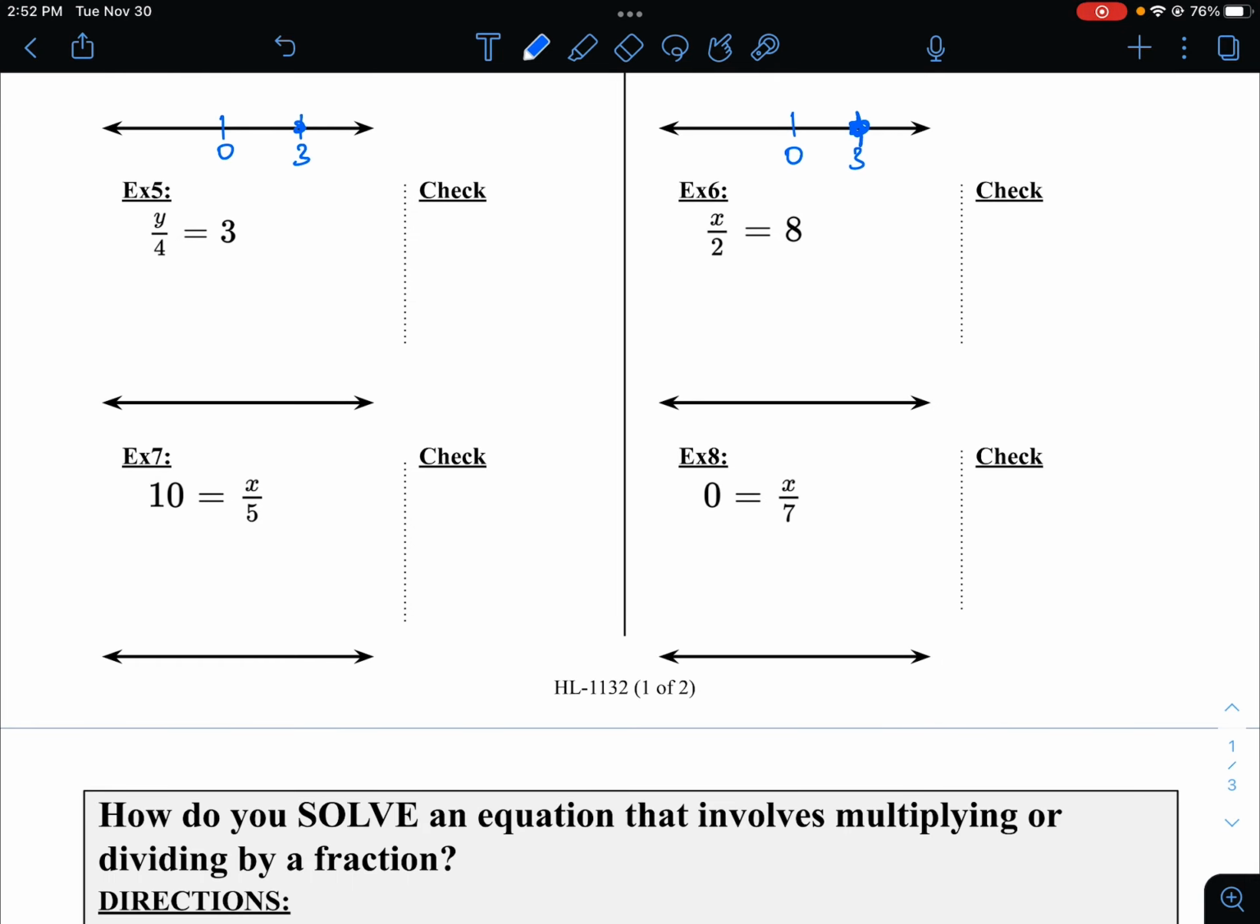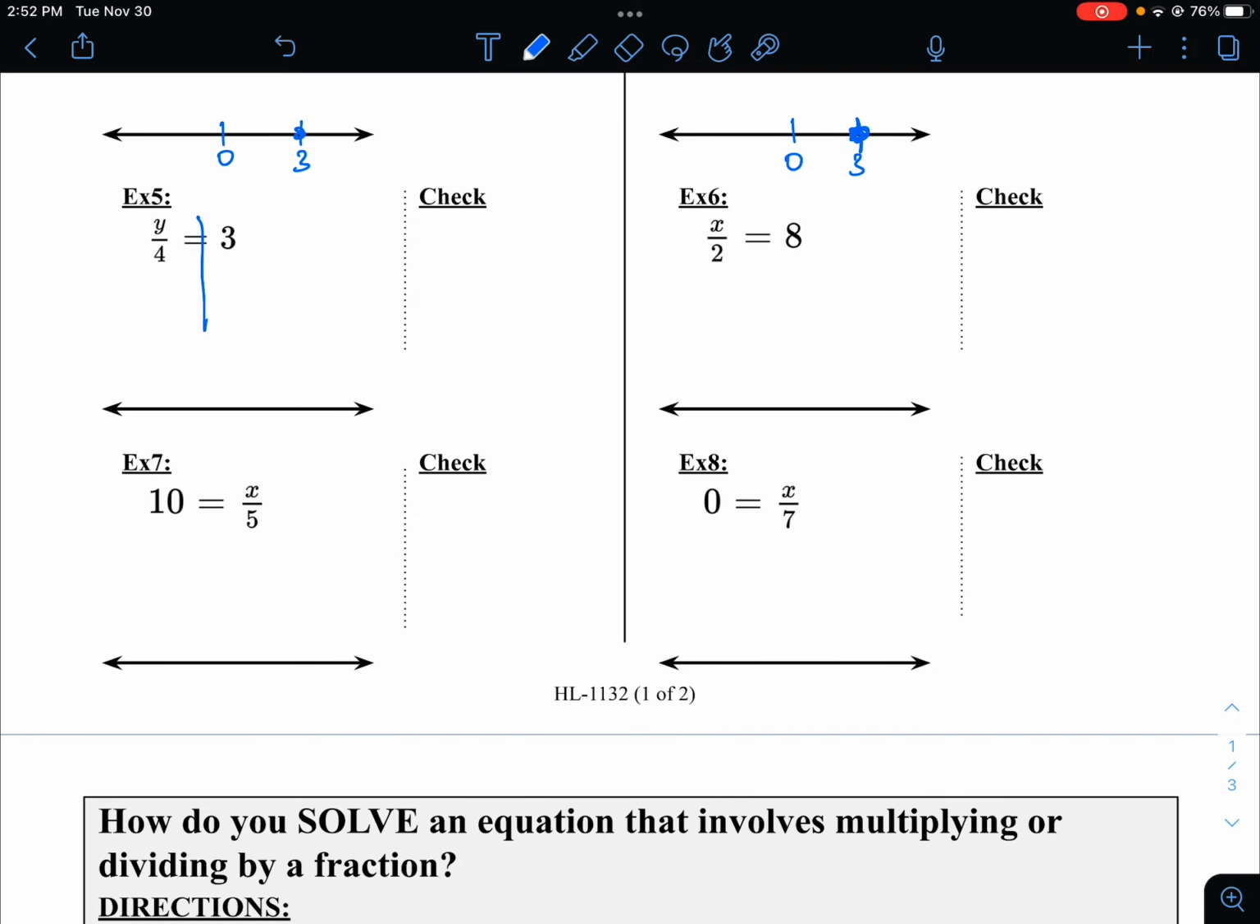All right, example 5. y divided by 4 equals 3. What number divided by 4 equals 3? You may know the answer, but we're going to solve this algebraically because sometimes the numbers get more complicated. So what is the opposite of dividing y by 4? Well, multiplying by 4. And I'm actually going to write that like this.